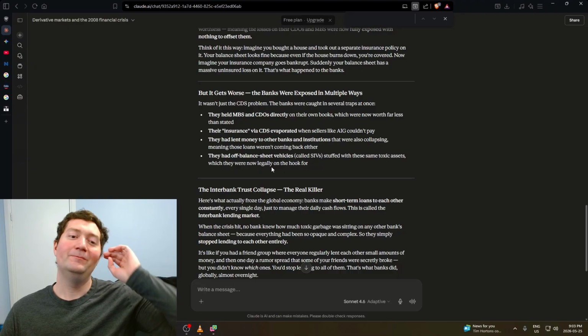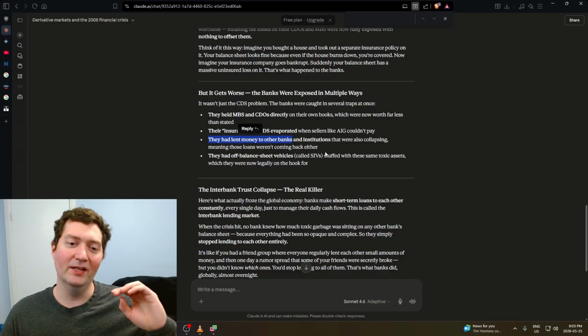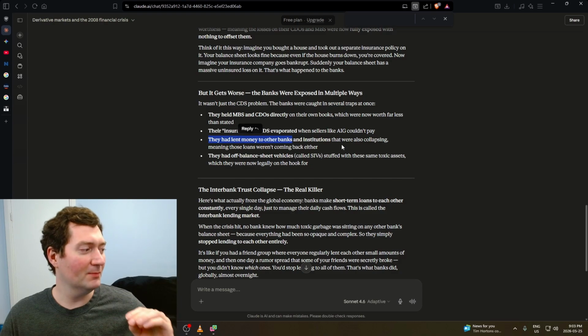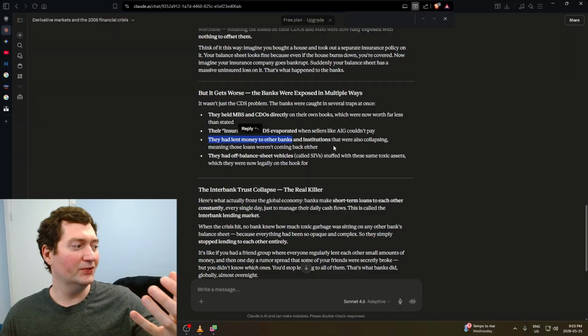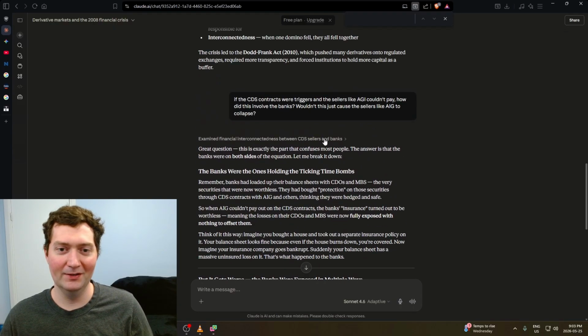So basically, the banks found a money glitch and then realized it wasn't a money glitch and that the money was coming from somewhere, and they had built it on a very, very sand-like foundation.